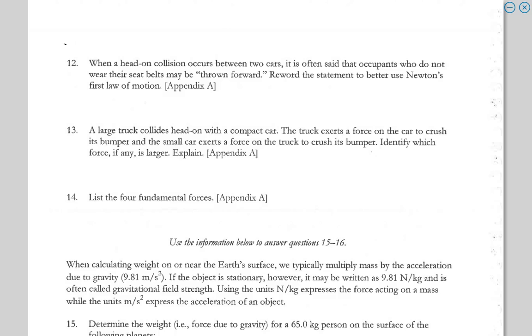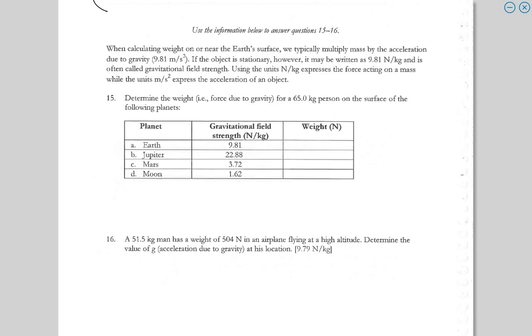You will not have to worry about 12, 13, and 14 right now because we haven't talked about them. But I want you to finish off 15 and 16 because it's going to be talking about this calculation here, Fg equals mg, where it's going to be mass times the acceleration due to gravity, but they change up the units on you, so make sure you are aware of that for the gravitational field strength. So it's a newton per kilo here. Okay, and then the kilos will cancel and you'll be left in newtons. So make sure you do 15 and 16.